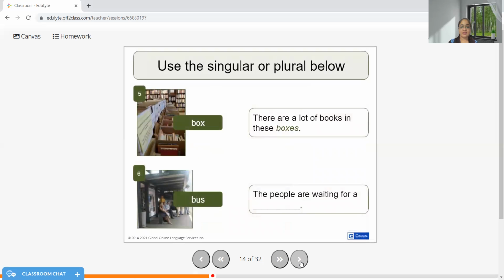So there are a lot of books in these boxes. The people are waiting for a bus. Now, I'm not using buses here. Reason, in my sentence, I have the article a. And as you remember, and also in the start of the video, I mentioned that a is used to depict one object or maybe one person. So here, if I already have a in my sentence, my noun will be bus and not buses.